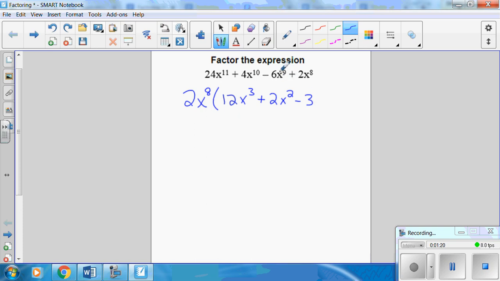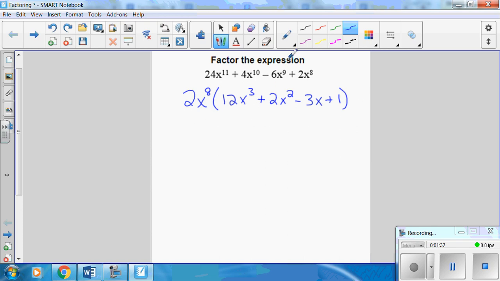9 x's here. Divide out 8 of them, so you have 1 left over. And then 2 here, divided by 2 is just 1. And then 8, and then x to the 8th, divide out x to the 8th is just 1. So we have to have something here, so we're going to put a plus 1.